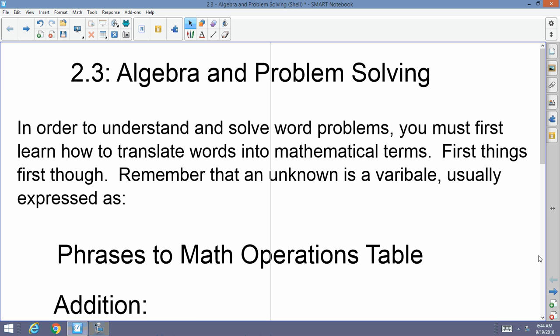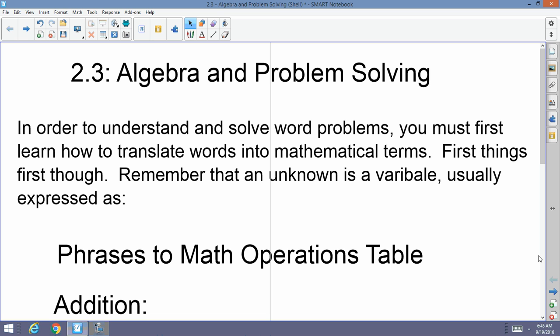In order to understand and solve word problems, you must first learn how to translate words into mathematical terms. This is very, very important. You must read word problems, and even words that form expressions, not necessarily even equations, very carefully, and you must learn how to translate words into mathematical terms.